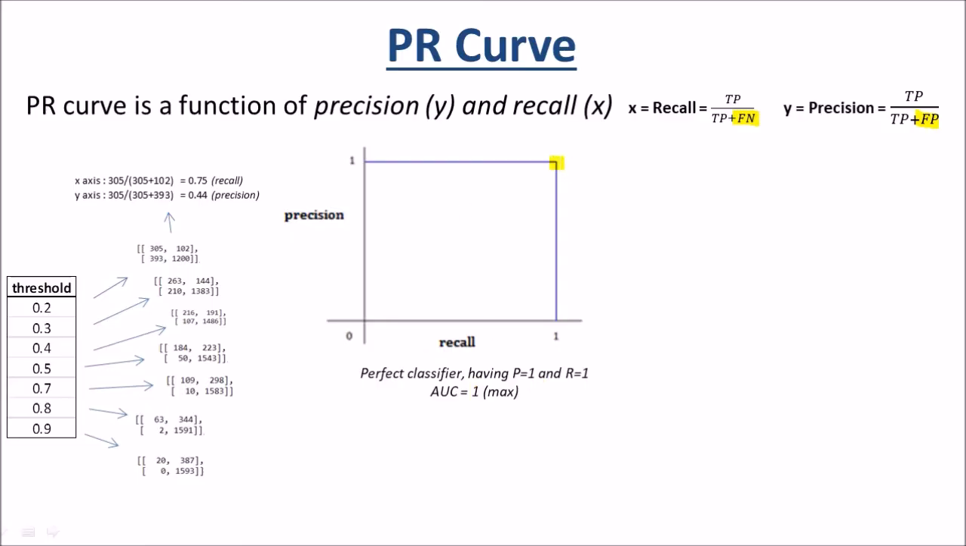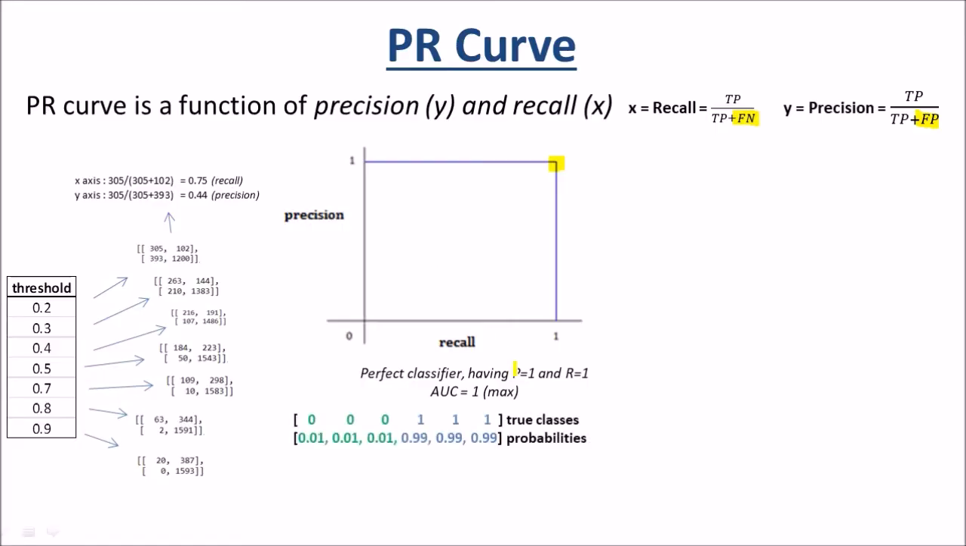So this is the point that I am looking for, the point of 1 comma 1, which is precision 1 and recall 1. And since my recall is going from 0 until 1 and precision is going from 0 until 1, my area under the curve is 1 square unit, or just 1. So my maximum AUC can be 1. Now you must be wondering, when can this be the case?